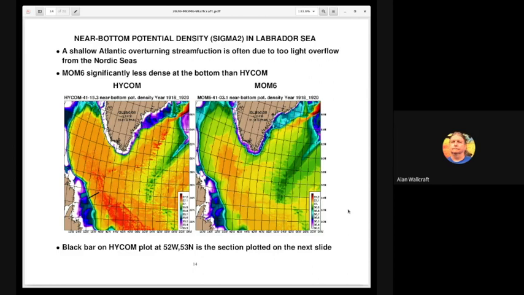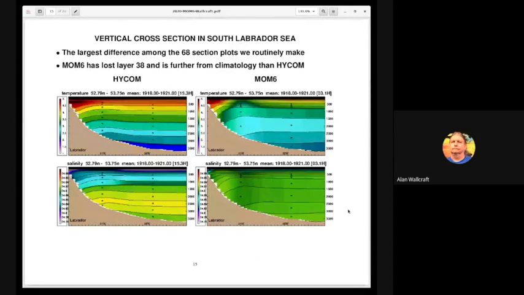Now the black bar on the HYCOM plot at the lower left is a section I'm plotting in the next slide. This is probably the largest difference between the 68 sections we routinely make. The other one that had a large difference was the equatorial undercurrent I showed earlier. So this is across that section as I showed you. MOM6 has lost its 38 and is further from climatology than HYCOM. And there's almost no salinity variation here in MOM6.